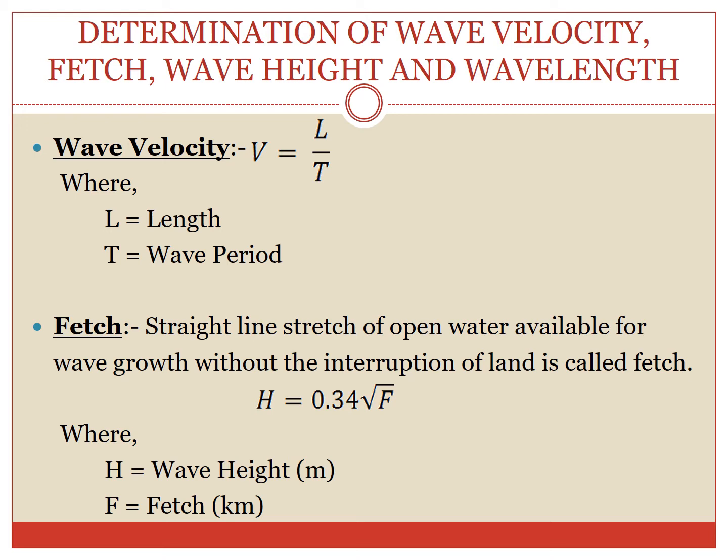Now what is fetch? Fetch, the straight line stretch of open water available for the wave growth without the interruption of land, is known as fetch. Stevenson has developed an approximate relationship between the wave height h and fetch f. It is expressed by the equation h equals 0.34 under root f, where h is the wave height in meters and f, that is fetch, is in kilometers.